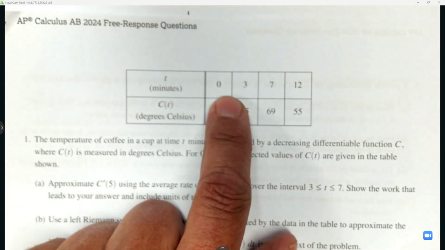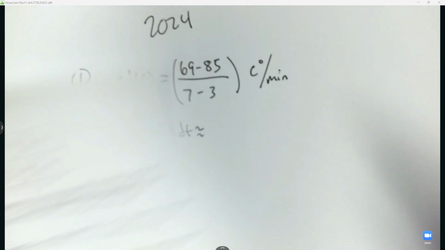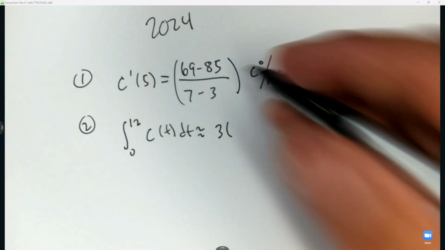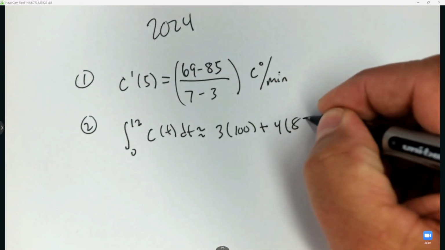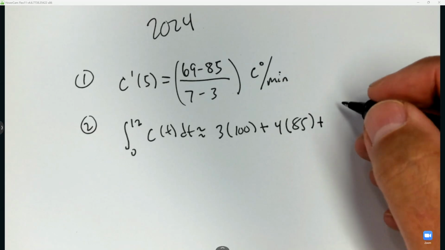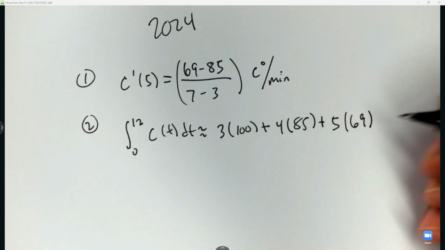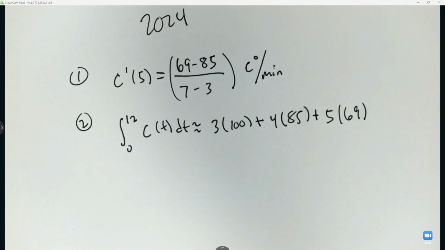The first interval, the width of the rectangle goes 0 to 3, so that width is 3. And then we use the left height, so that's 100. And then we're going to follow that pattern across. The next width is 4, and the left height is 85. And the next width is 5, and the left height is 69. We don't need to simplify that. Then the second part, it doesn't say anything about units or explain anything, so we're going to let it go.